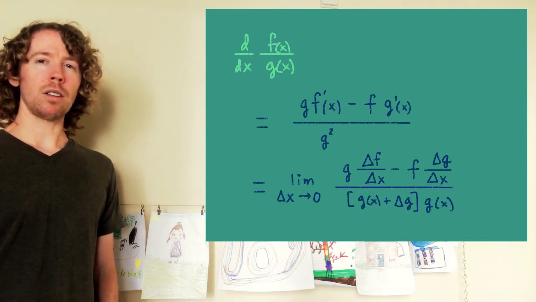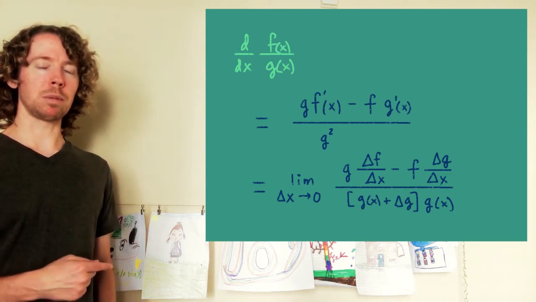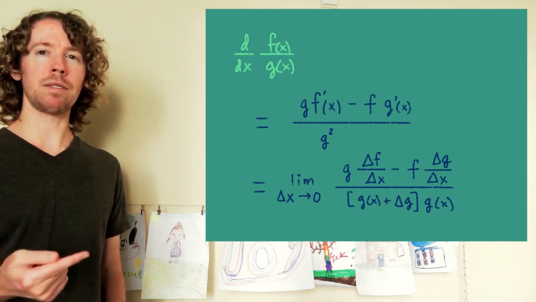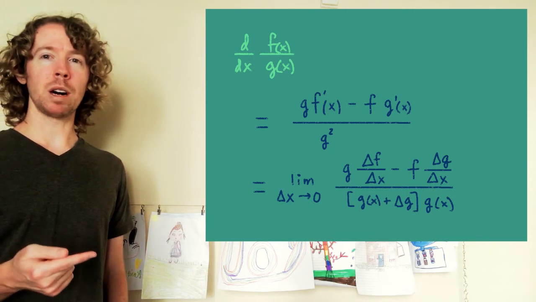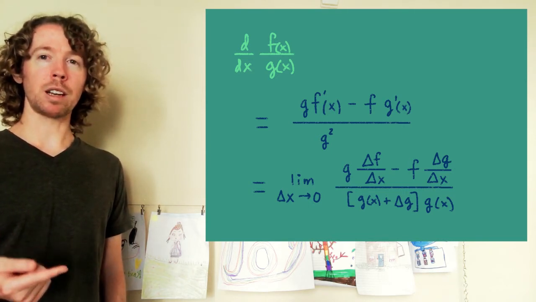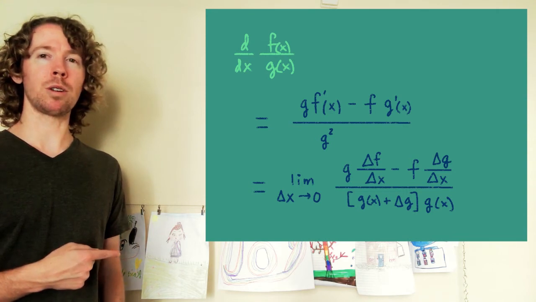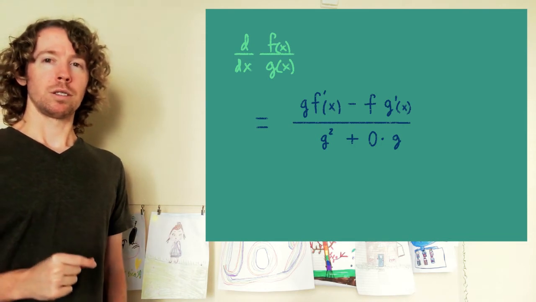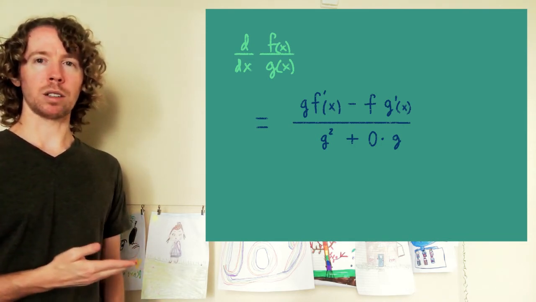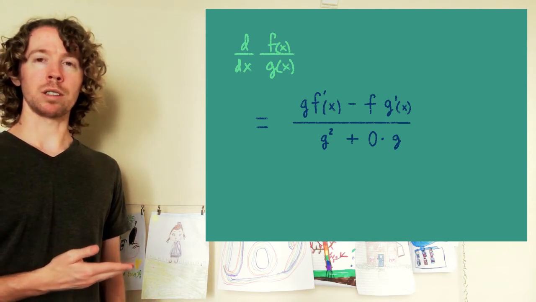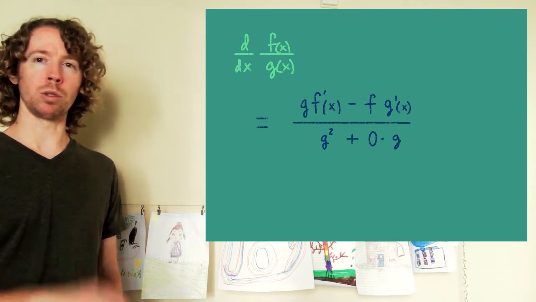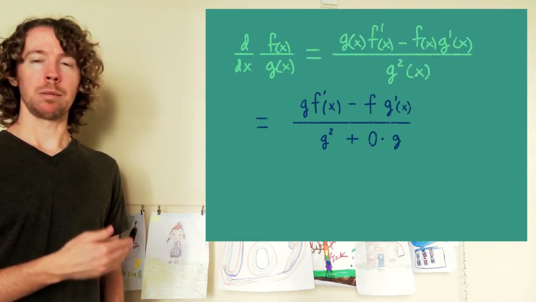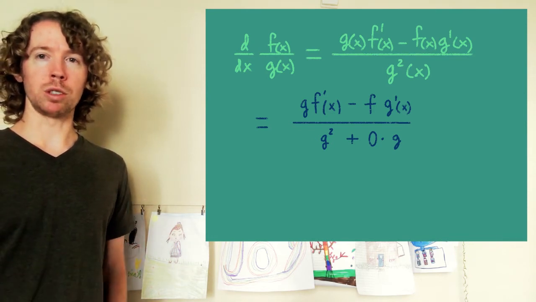And then the other piece, look, notice what happens to it. Remember, at the beginning of this, I'm assuming that I can find the derivative of f and g. So f and g must be continuous. In particular, that means if delta x shrinks down to 0, then the change in g also has to shrink down to 0. So for this other term, when I let delta x go to 0, that whole term turns into 0 times something, so that whole term goes away. So I'm just left with this g times f prime minus f times g prime over g squared.